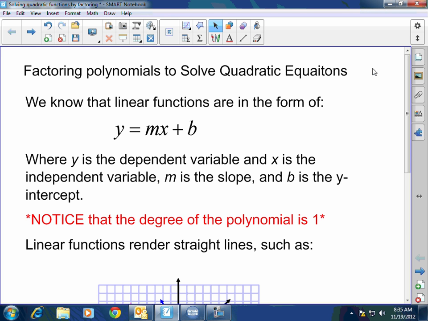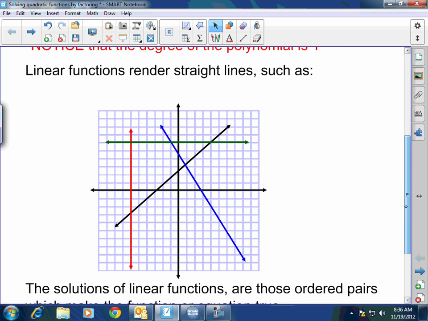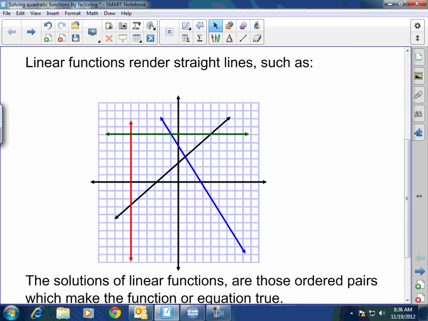Please notice here in red that the degree of the polynomial is 1. The degree of a linear function or linear equation will be 1. That is how you know that it is linear. And linear functions will render straight lines, okay? Such as, I just put a few lines here. These lines are all linear functions because they have a degree of 1.